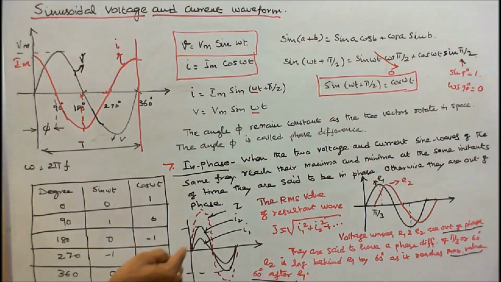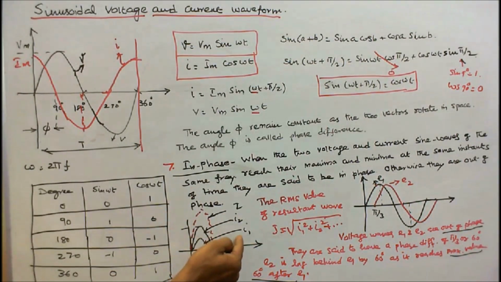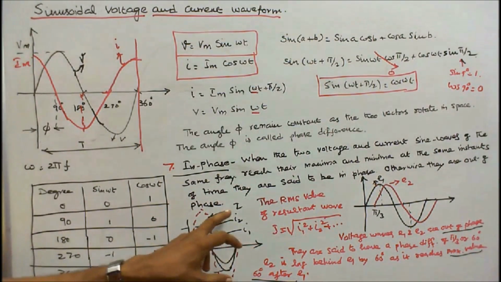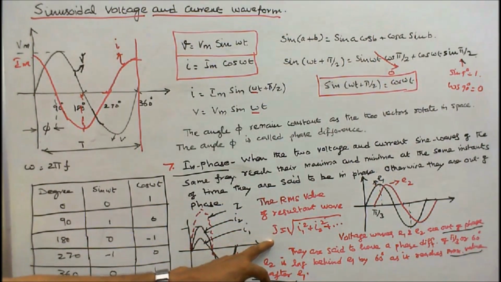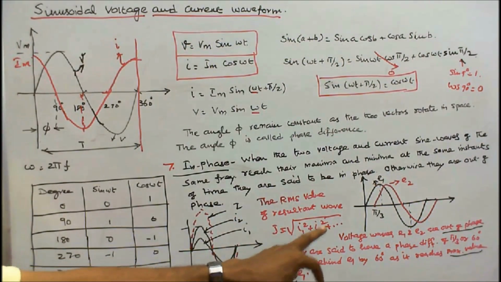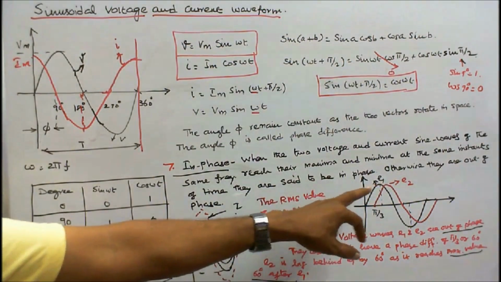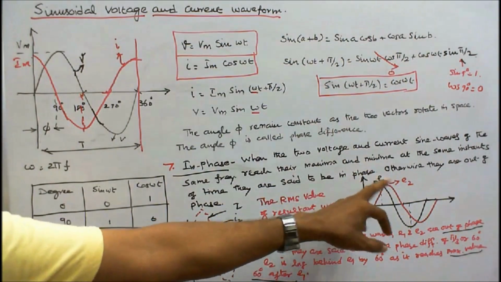Here are the two current waveforms I1, I2, and this is the resultant current. The RMS value of the resultant current I is equal to the root of I1 squared plus I2 squared. Here are two voltage waveforms E1 and E2.